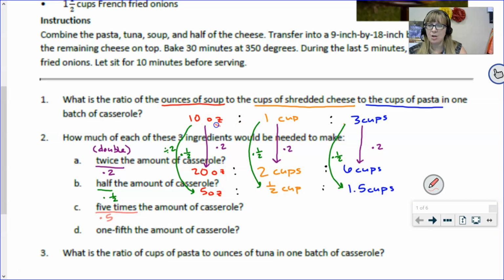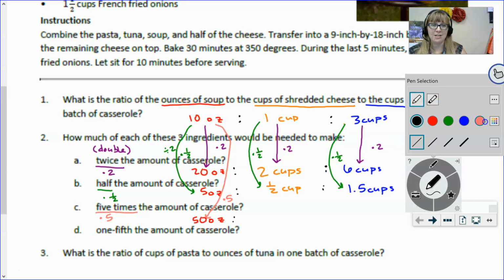Well, the 10 would need to be now multiplied by 5. And 10 multiplied by 5 gives me that number of 50 ounces of soup. Since I'm multiplying the soup by 5, I'm also going to need to multiply the cheese by 5. Make sure I have enough cheese, so that is also going to need to be multiplied by 5. And 1 times 5 is 5 cups of cheese.